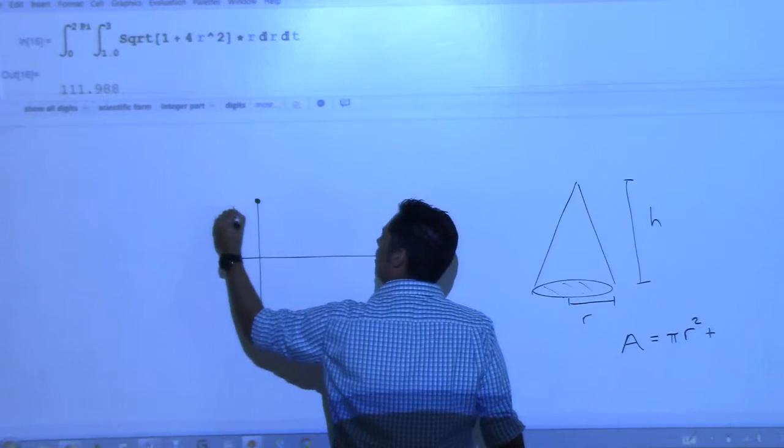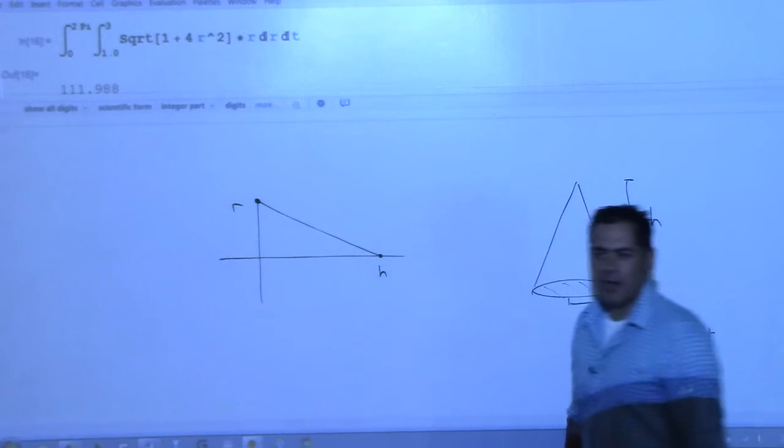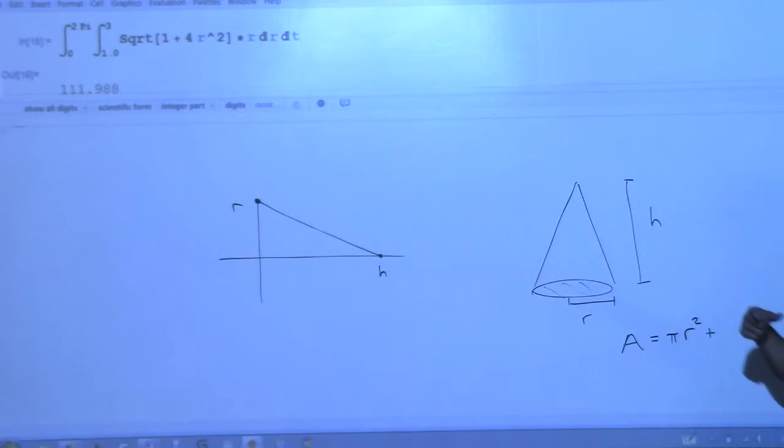It's a solid of revolution. So take that line segment right there and rotate it around the x-axis and find the surface area of revolution. That's easier, I think, than this, but it could probably be done. So we're not going to do it.